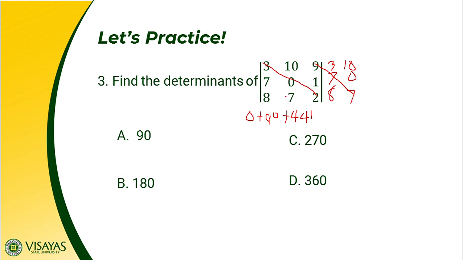Next we have here 8 times 0 times 9, that is equal to 0. And 7 times 1 times 3, that is equal to 21. And we have here 2 times 7 times 10. So 2 times 7 is 14, and 14 times 10, that is equal to 140.